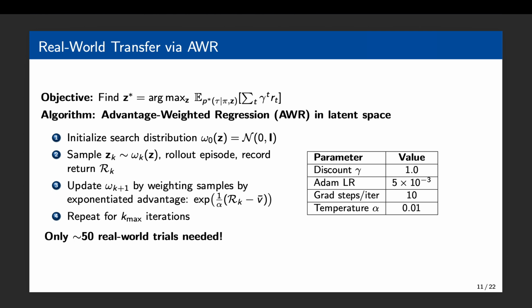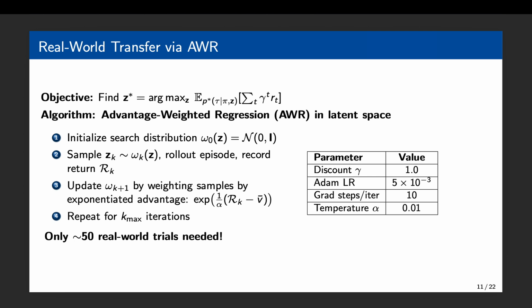Starting from a Gaussian prior, at each iteration they sample a Z, run one episode on the real robot, record the return, and then update the search distribution to put more weight on Z values that gave higher returns. This is remarkably sample efficient.